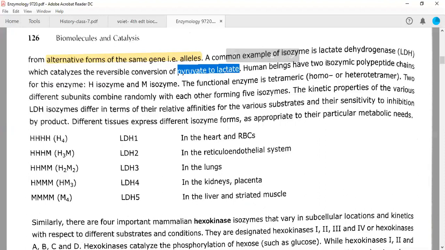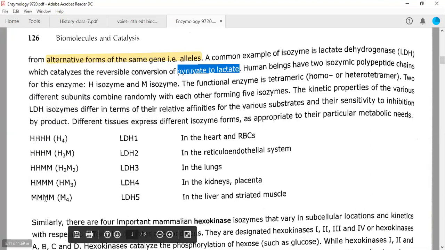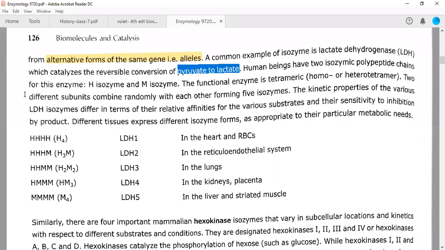Human beings have two isozymic polypeptide chains for this enzyme. One is called H and one is called M. H is present in heart, as I told you, and M is present in muscles. The different types of further classification, lactate dehydrogenase 1, 2, 3, 4, 5, are made up of different combinations of these two isozymes. The functional enzyme is a tetramer, so the tetramer can be a homotetramer or a heterotetramer. The two different subunits combine randomly with each other to form the five isozymes, 1 to 5.